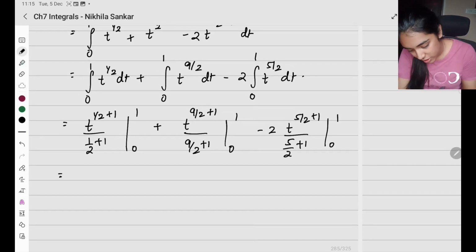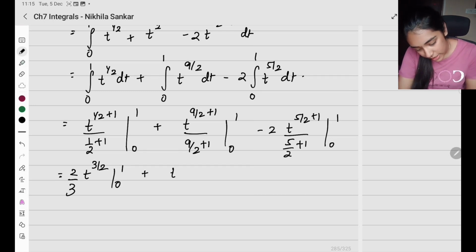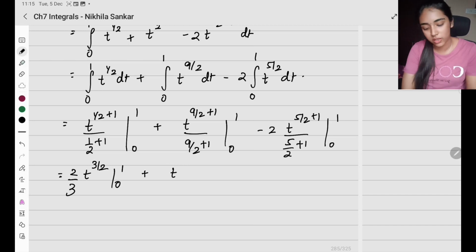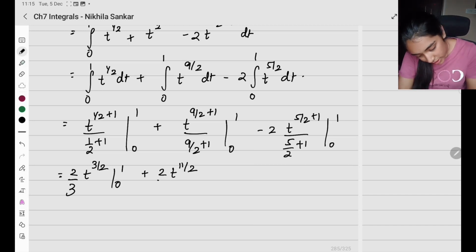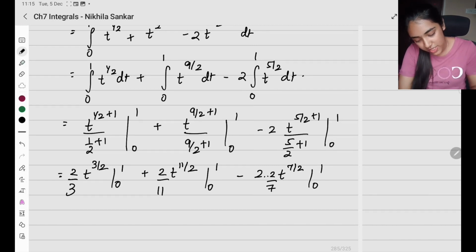Now what do I have in the numerator? I have t to the power 3 by 2 divided by 3 by 2 becomes 2 by 3 from 0 to 1, plus here t to the power 9 by 2 plus 1, which is going to be 2 ones are 2, 9, 10, 11. So 11 by 2 times 2 by 11 from 0 to 1 minus 2 times t to the power 7 by 2 divided by 7 by 2, which now becomes 2 by 7 from 0 to 1.